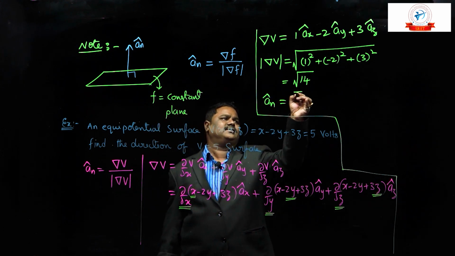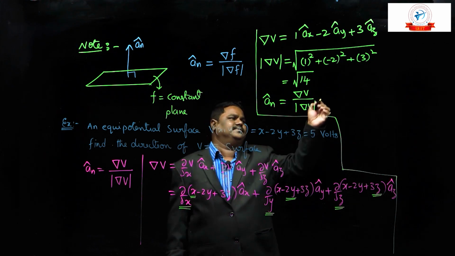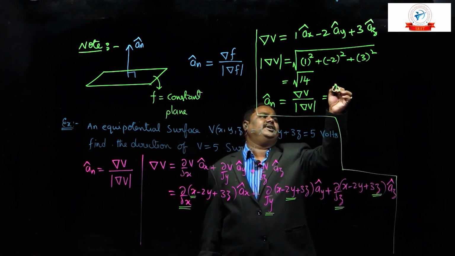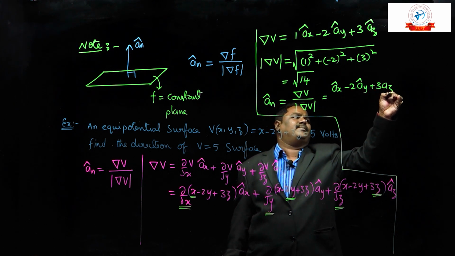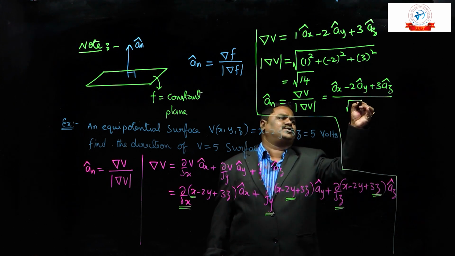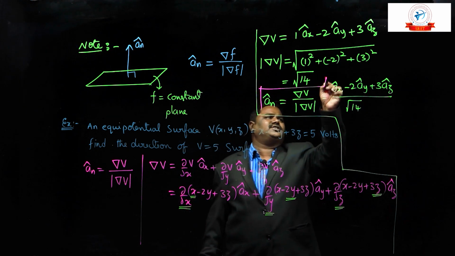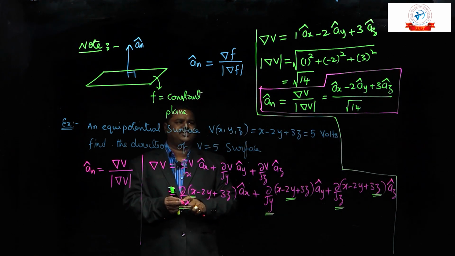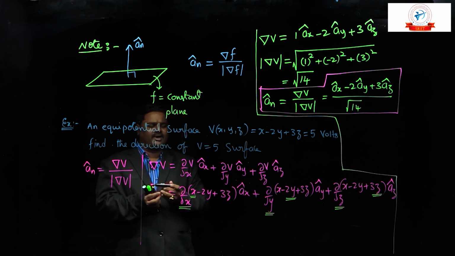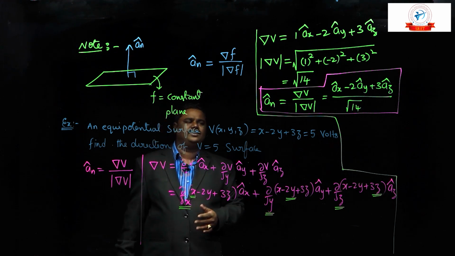A n cap is gradient of v by magnitude of gradient of v, that is ax cap minus 2 ay cap plus 3 az cap divided by square root of 14. Okay, so this is the answer. This is the direction of v equal to constant surface, or given equipotential surface. This is a very important application of gradient: this is how you can find the plane direction or surface direction if it is in the form of v is equal to constant.